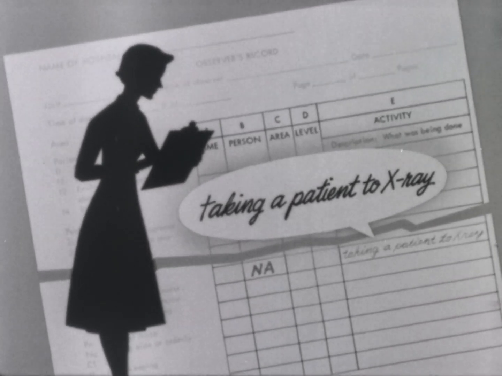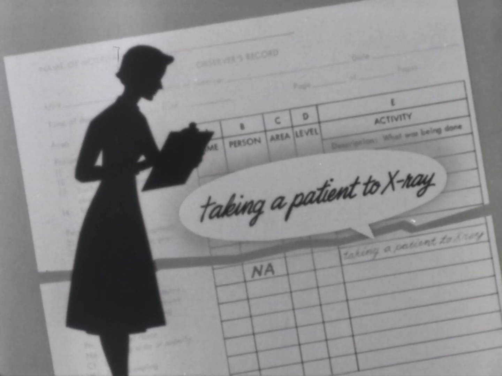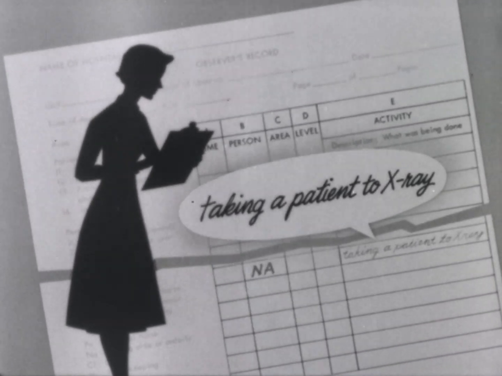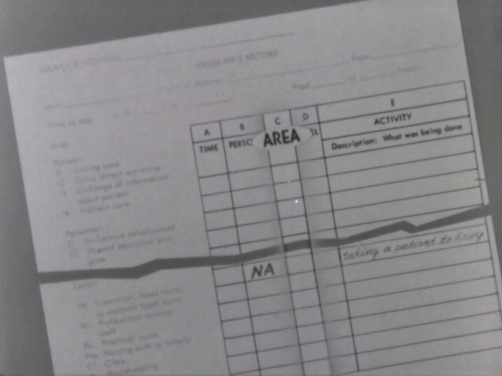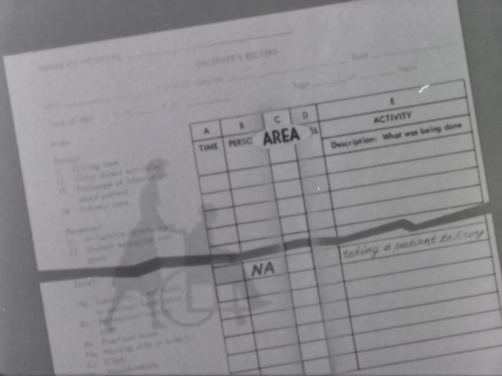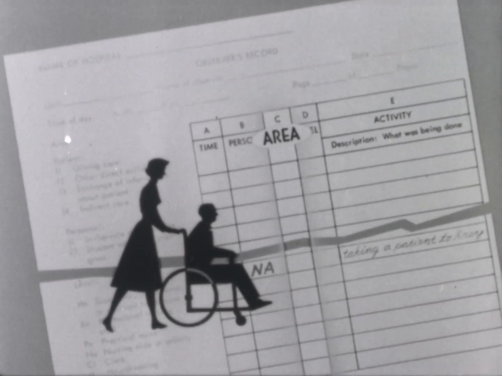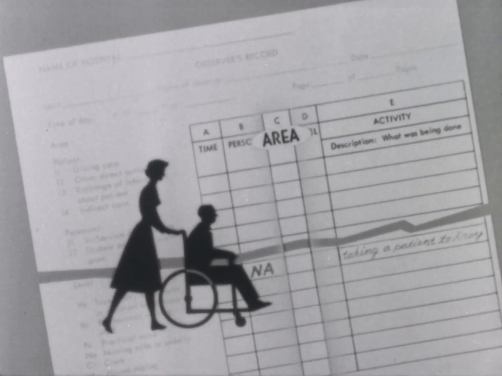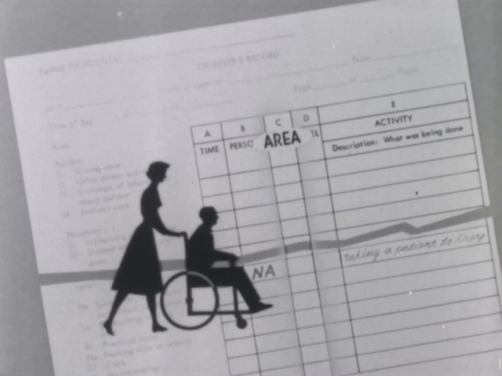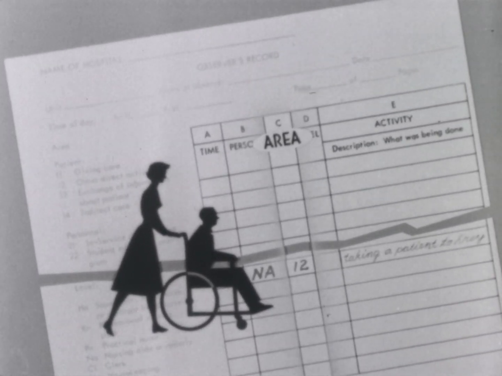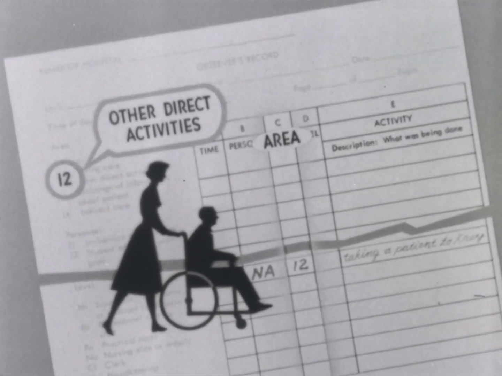The activity observed must be written clearly and concisely so that any reader will know what happened, to whom and with whom. Then it is coded according to area in column C. Taking patient to X-ray is an activity in the presence of a patient, but it is not a treatment. Therefore, it is recorded in column C as code 12, which you will recall from your list of code references is other direct activities.